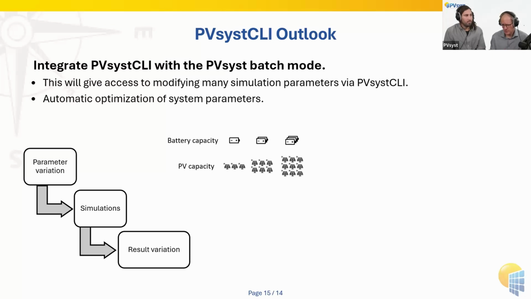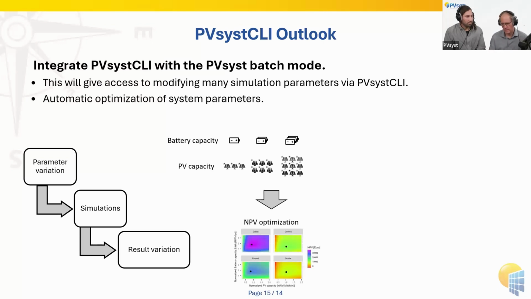And you can do this already with a batch mode, but there again, you have to interact manually with PVsyst. And if the command line interface would be able to operate the batch mode, you could do this in an automatic way and get these sort of maps where you map the PV capacity against the battery capacity and calculate, for example, NPV, net present value, as in this example, and find the optimal point for your PV system size and for your battery size. So this is one possibility, optimize system parameters. There are many other system parameters in PVsyst that you could try to optimize in this way.